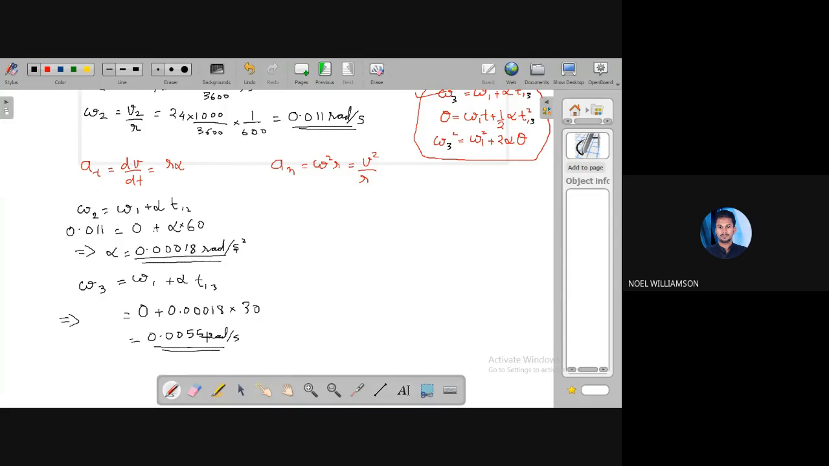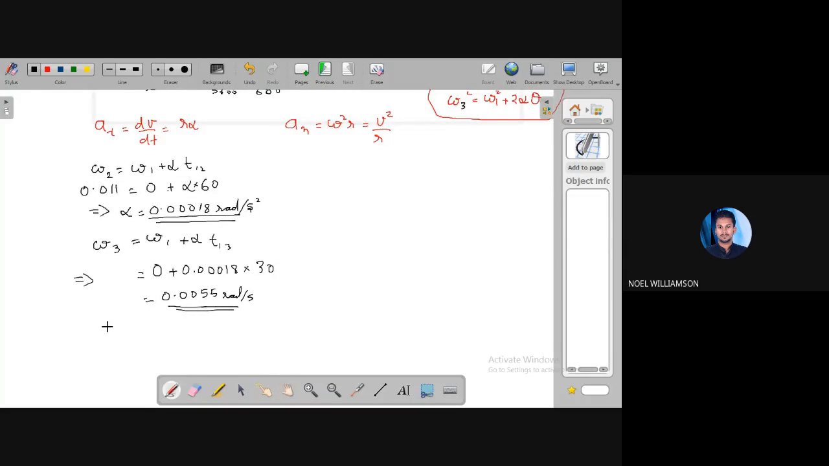Next, now we have to find the values, that is AT. Now we can easily find the values of AT and AN. Just substitute. So the tangential component of acceleration AT is given as r into alpha, which is equal to 600 into 0.00018, which is 0.108 meter per second square. Unit is important. This is linear acceleration, the meter per second square. If it is angular, then radian per second square.